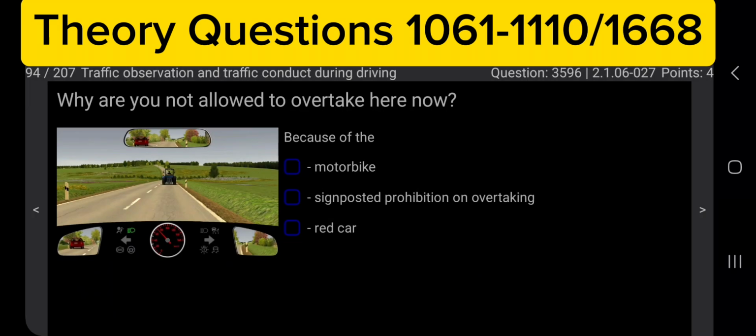Because of the motorbike. Signposted prohibition on overtaking. Red car.